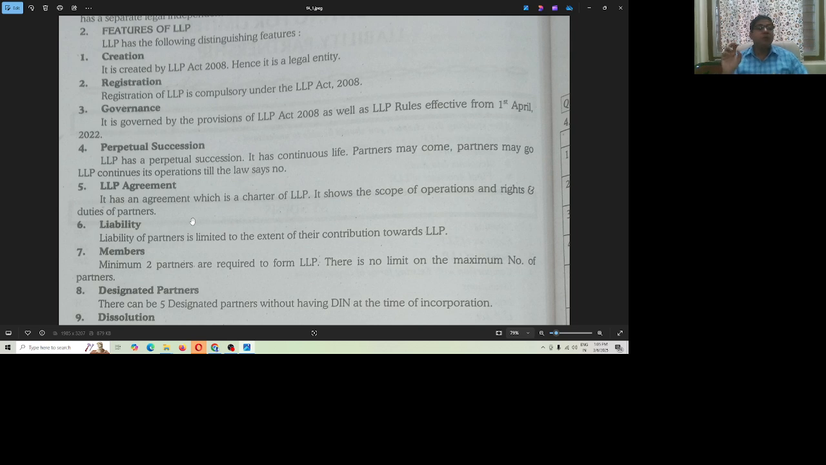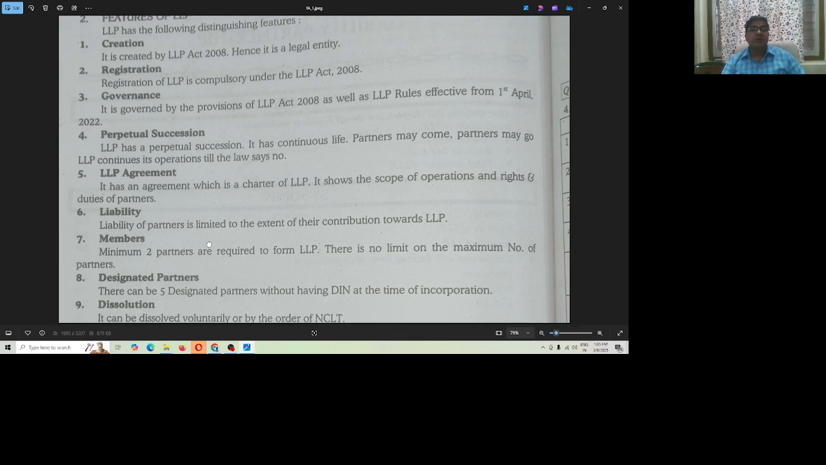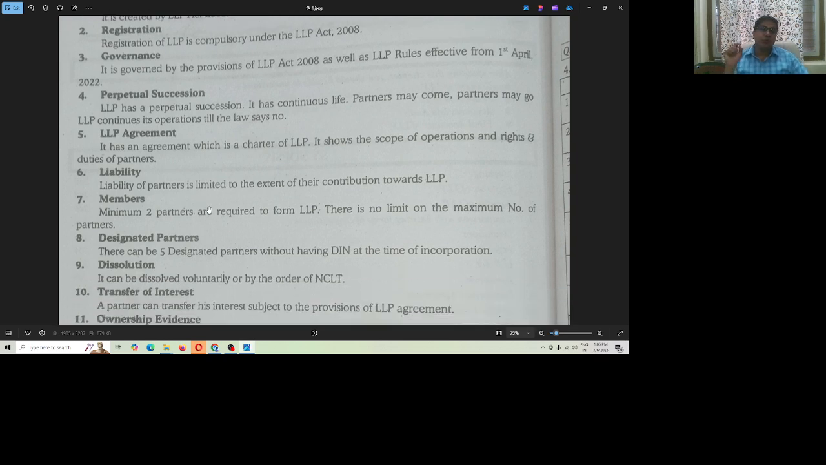Members: a minimum of two partners are required to form an LLP, and there is no limit on the maximum number of partners. Now, friends, in the Partnership Act 1932, a minimum of two partners are required, and the maximum limit is 20 partners for banking business, and around 10 partners for non-banking business. So these are the things mentioned in the previous act.